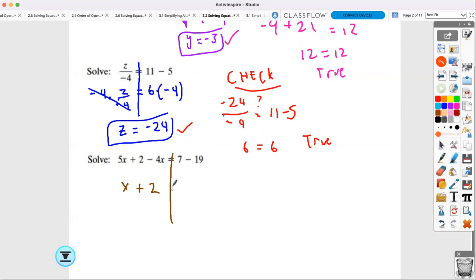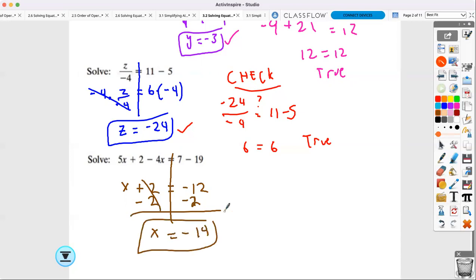7 minus 19 is negative 12. To get x by itself, I gotta do the opposite of plus 2, which is minus 2. What we do to one side, do to the other. So then I get x equals negative 14. And now I gotta check it out, right? I gotta test it. So check.